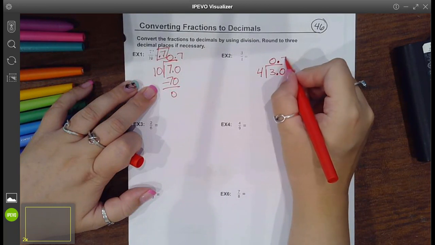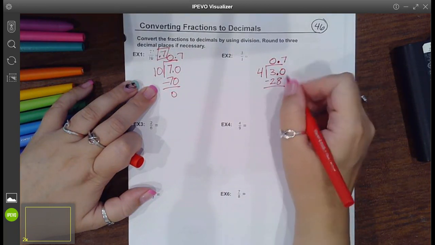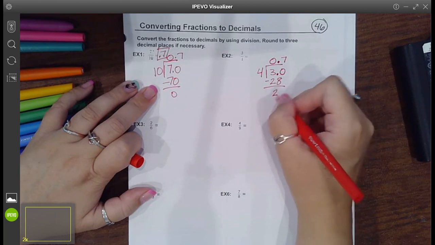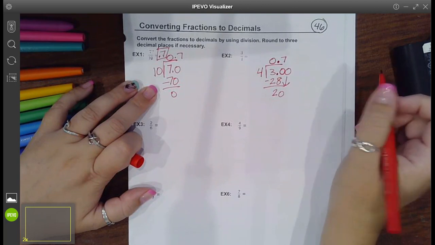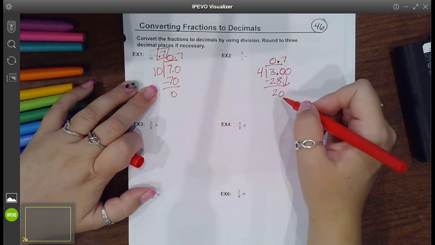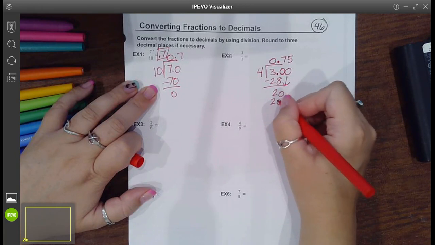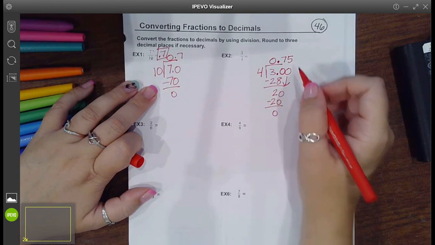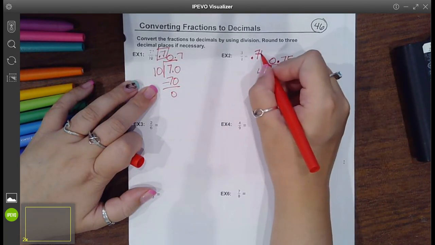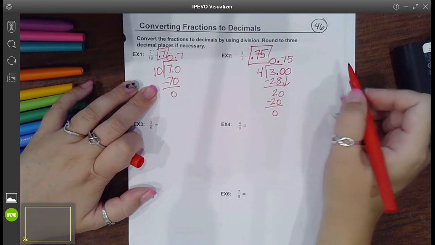Well, 4 goes into 30 7 times, because 7 times 4 is 28. Subtract that, you get 2, and it can't go in. So now after the decimal, you can add as many zeros as you want. Okay, 4 goes into 20 5 times. 4 times 5 is 20. When you subtract that, you get 0. It went in evenly, so now I'm done. It's 0.75.